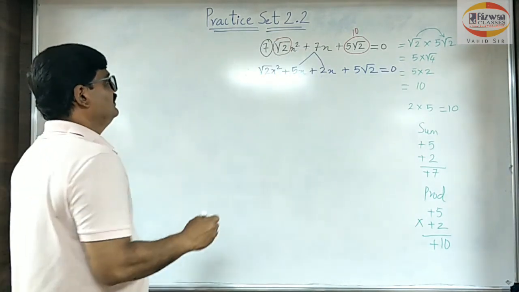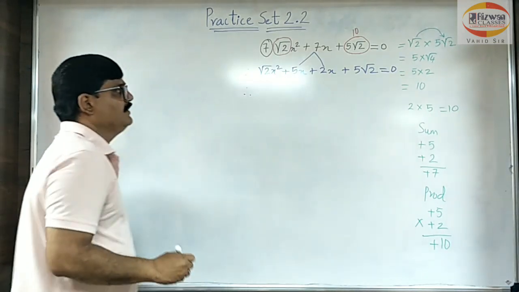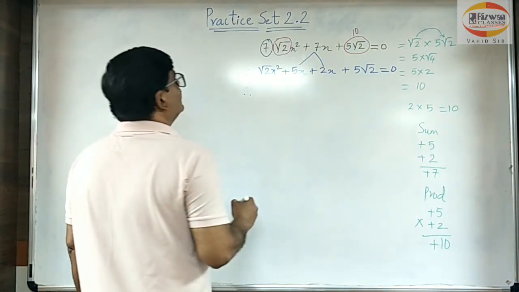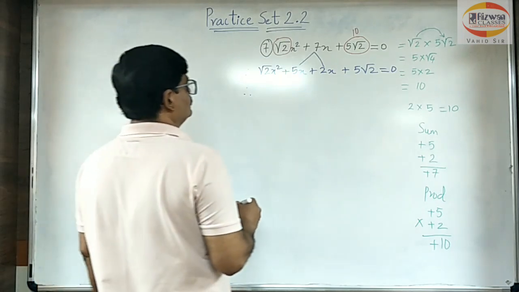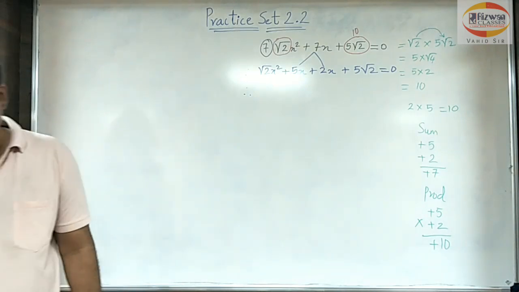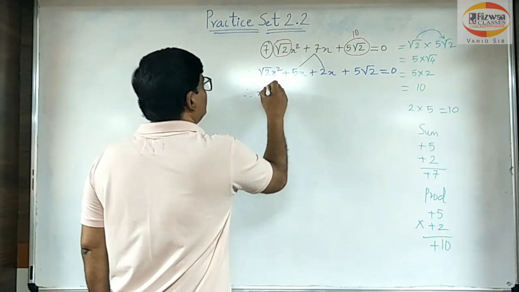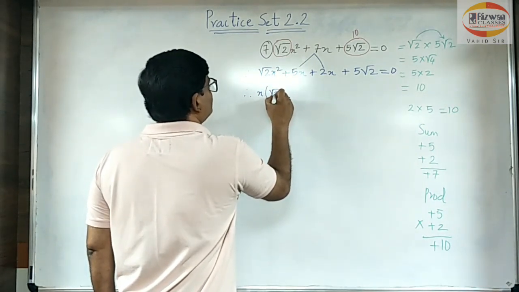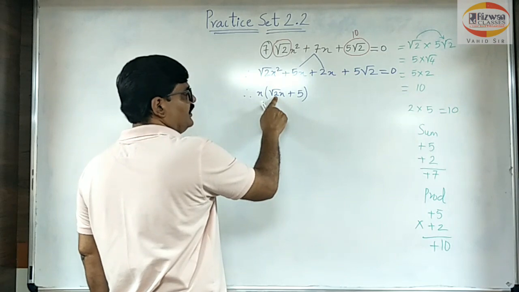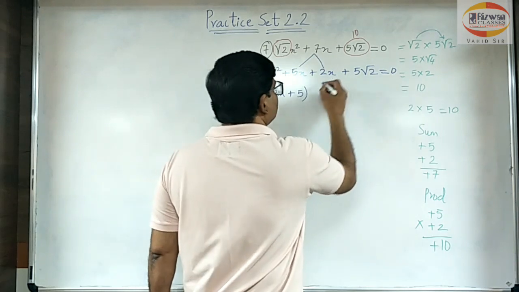Now further, you have to take out the common factor from these terms. In the first two terms, what is common? x will be common, and you get root 2x plus 5 in the bracket. X into root 2x is root 2x square, and x into 5 is 5x. I got it. But in the next two terms, what is common here?